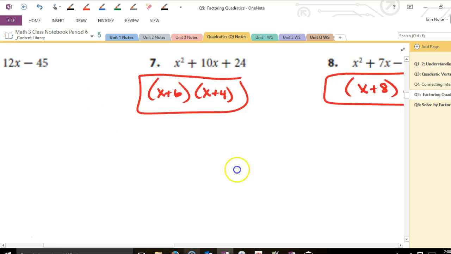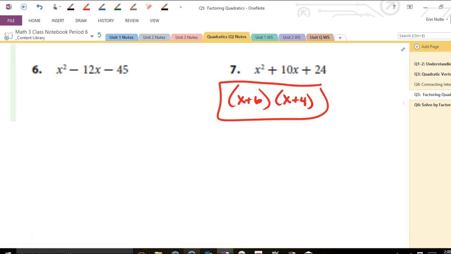Good? Okay, let's try it again, but this time write it down. Don't say the answer out loud. Everybody write it down. You should have a piece of paper. Number 6. What two numbers multiply to -45 and add to -12?